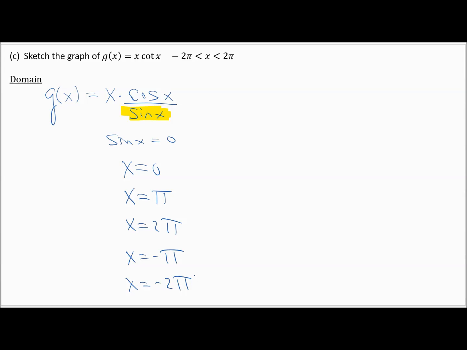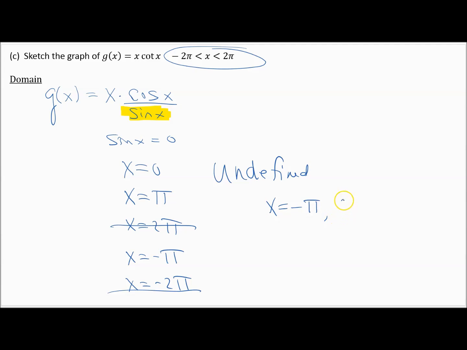And of course that happens an infinite number of times, but we're only looking at between negative 2 pi and positive 2 pi. And notice there's no equal to. We're not looking at these endpoints. So this function is undefined at x is equal to negative pi, x is equal to 0, and x is equal to positive pi.